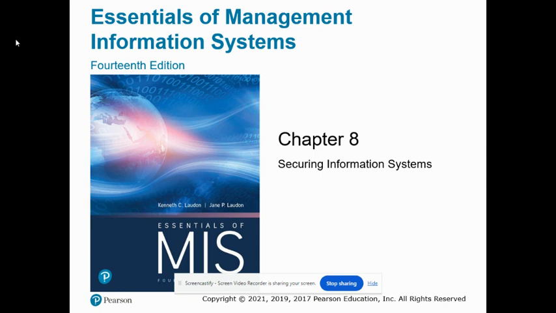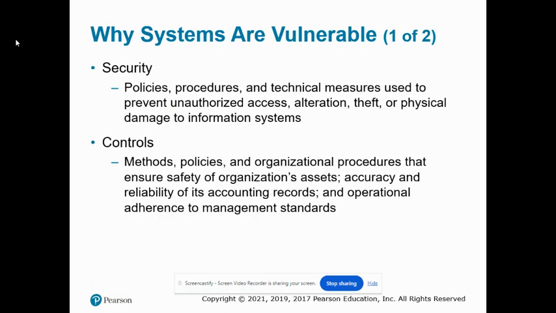And welcome back as we focus on Chapter 8 and securing information systems. Here we introduce the need for both security and controls in today's businesses in order to safeguard information systems. There is a difference between security and controls.